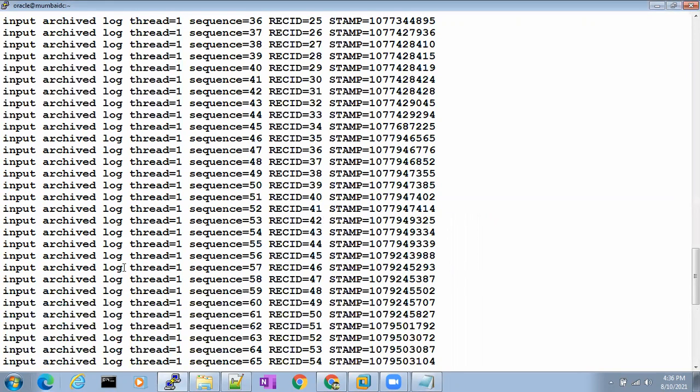In which location are these backups sitting? Can anyone tell me? By default, if you are not providing the location, we have to give the backup location. No, one second. Raise your hand, I'll call. Satish, where are these backups going and sitting?